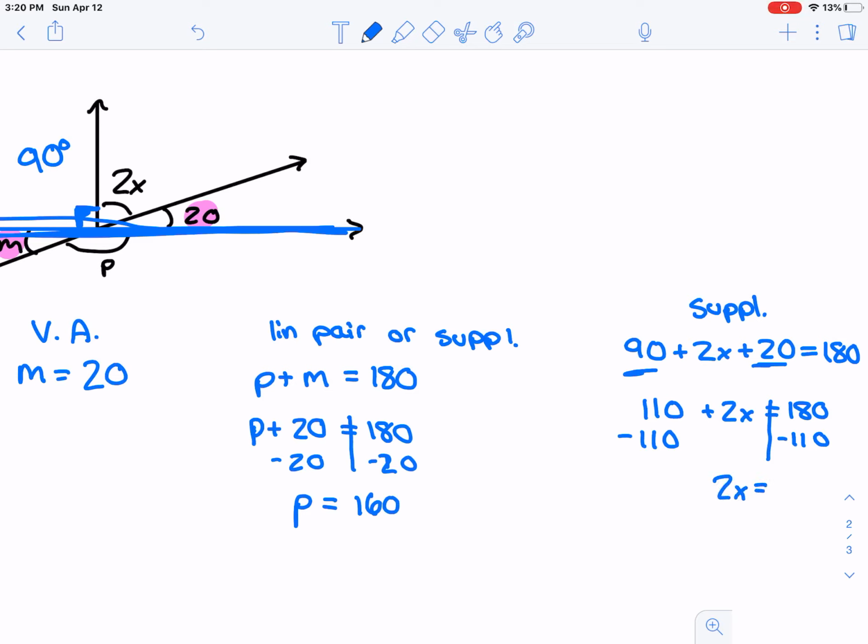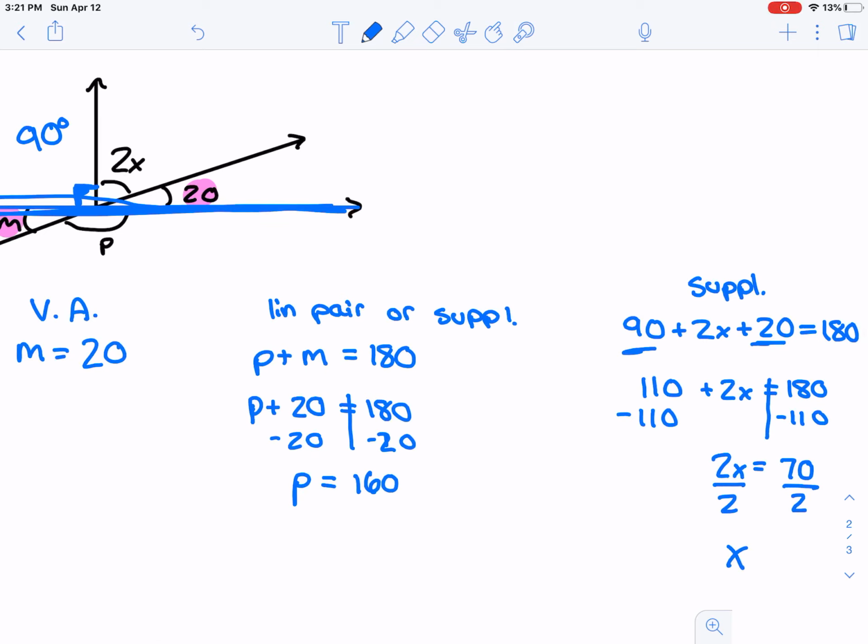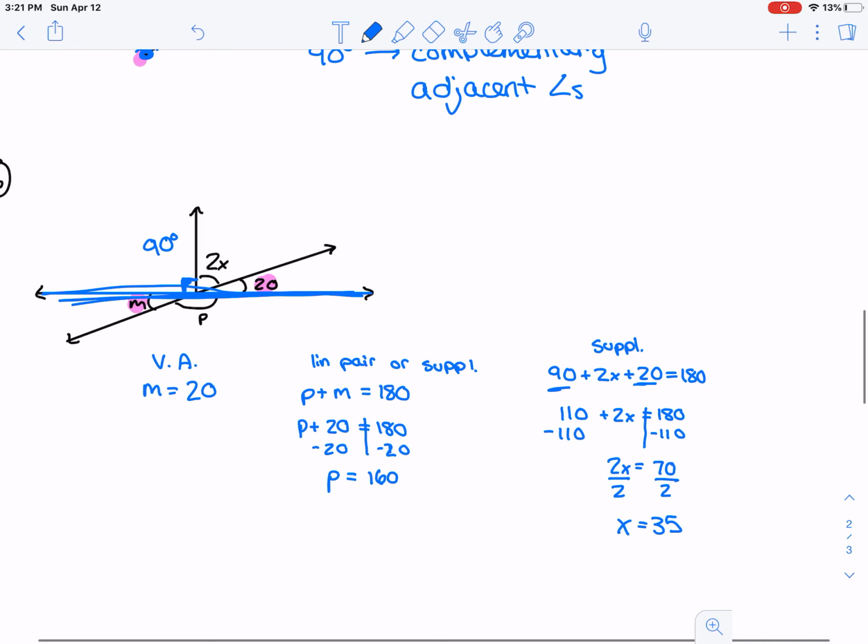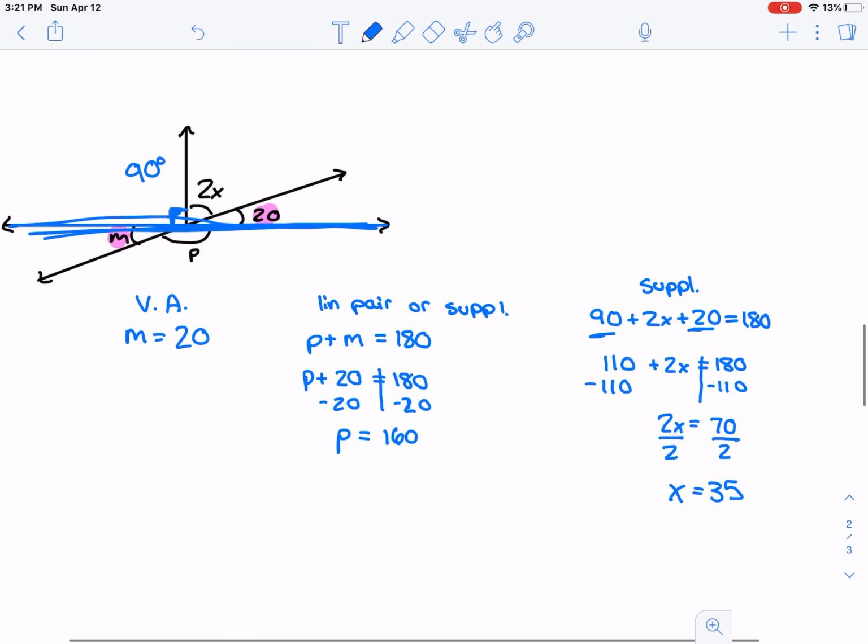And I'm left with 2x is equal to 70. And how do I solve for x? Instead of multiplying by 2 to undo that, I'm going to divide by 2. And I get x is equal to 35. Okay? So hopefully that made this problem a little bit more simple.